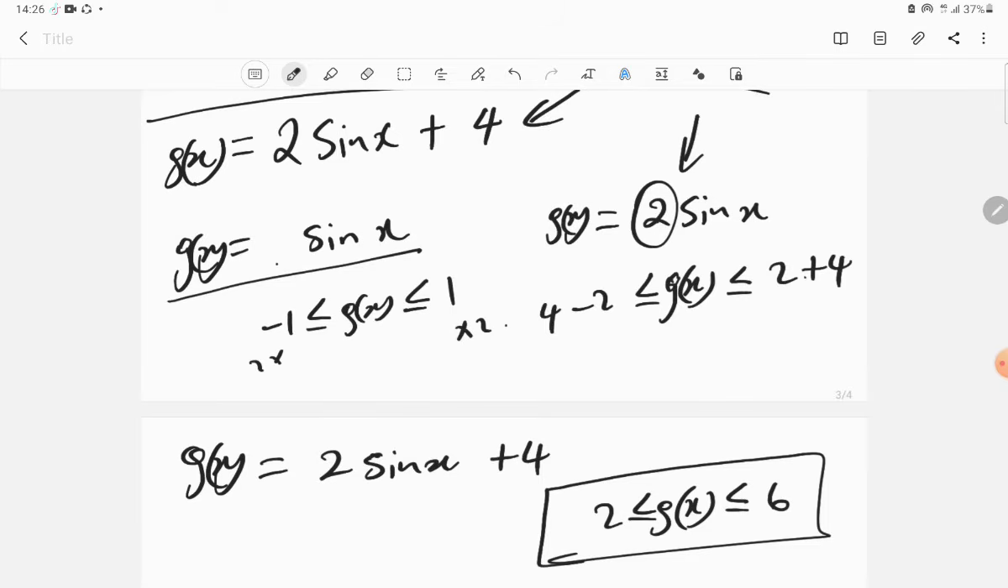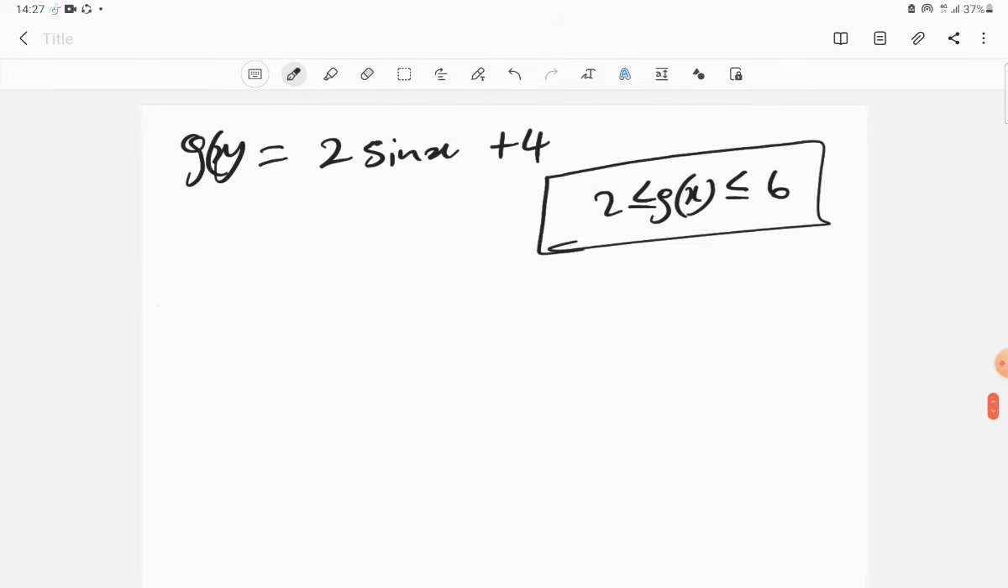So you need to know where these numbers, these parameters that are added to these trig functions, affect the parameters: the range, the amplitude, the period, all those things. You need to know which number affects what, so that you don't get confused when questions come thereafter.